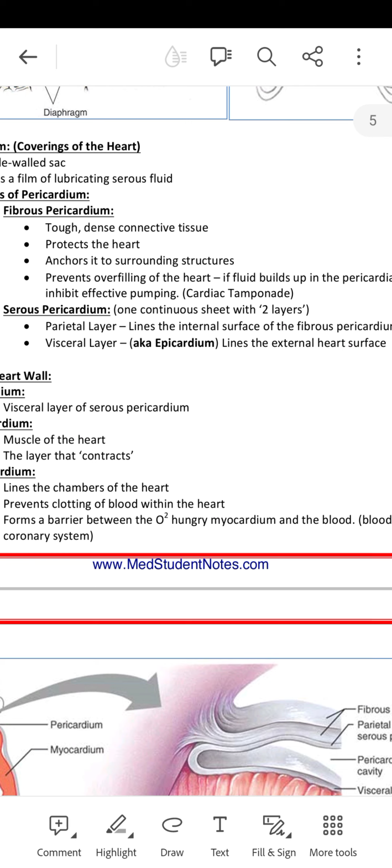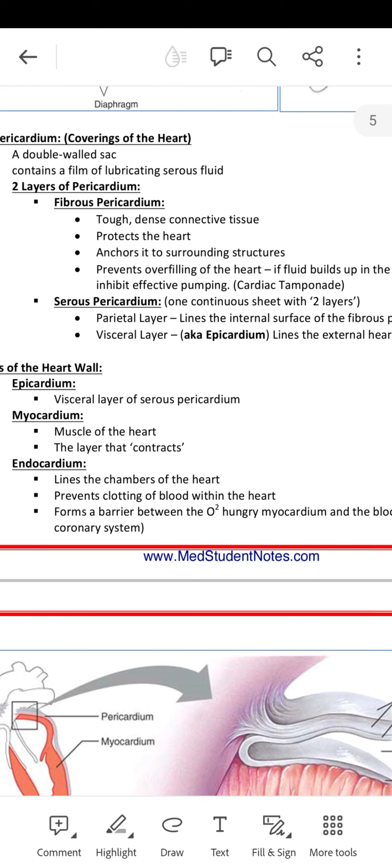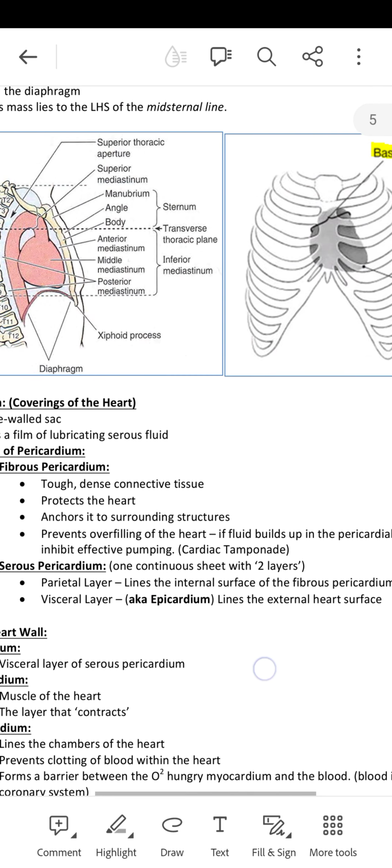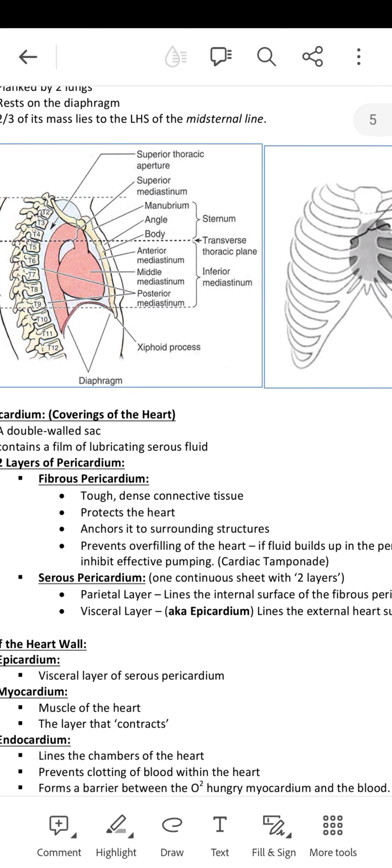Next is the serous pericardium, the second layer of the pericardium. The serous pericardium is one continuous sheet with two layers.